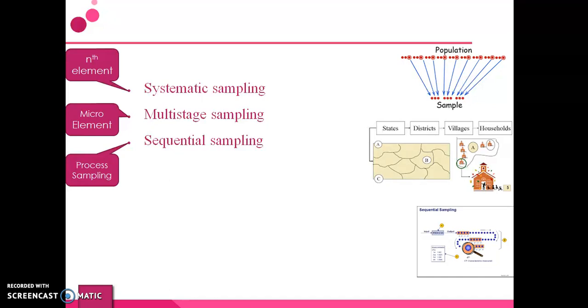Multi-stage sampling: for some studies we do not implement sampling at a massive level. We take a smaller level in the sample, like the world into continents, into countries, into number of states, into districts, taluks, and individual households. Likewise, we keep refining to get the sample size required for the study, a micro element of the population. Process sampling, or sequential sampling, is very well used in manufacturing organizations to test quality control, statistical process control.